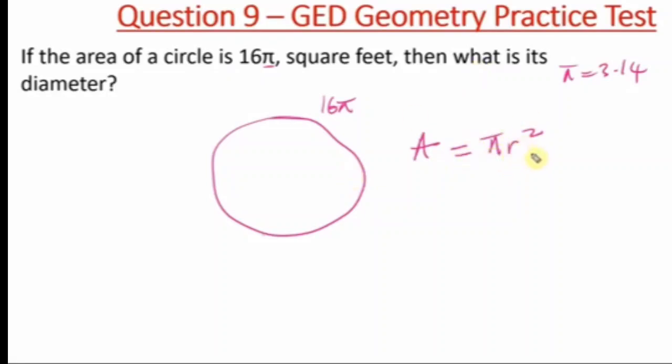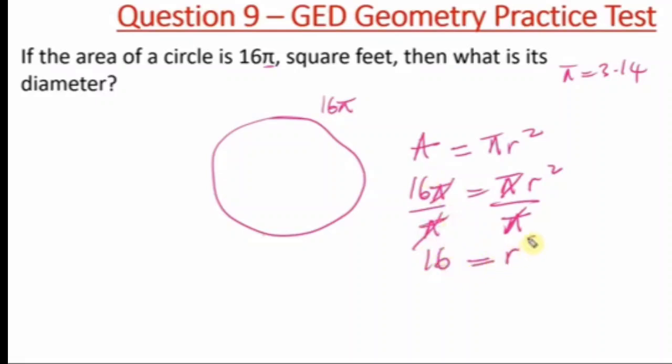So we have to look for the radius first. With the value of the radius, we can now get the diameter. So here, A is 16 pi equal to pi r squared. To make r squared stand alone, we divide both sides by pi. This pi cancels out this pi here. So we're left with 16 equal to r squared, which is the same as r squared equals 16.